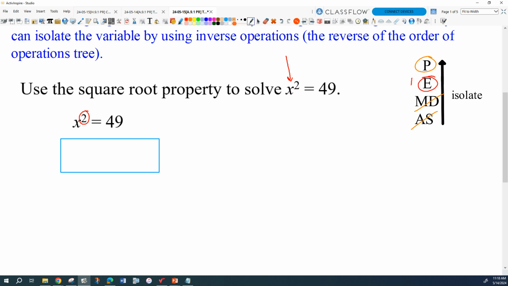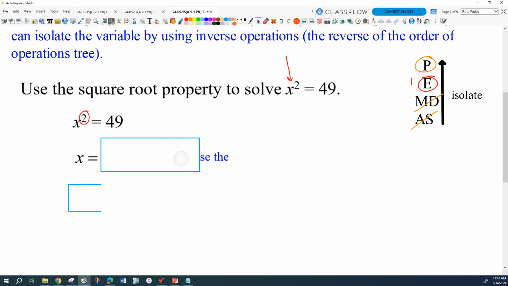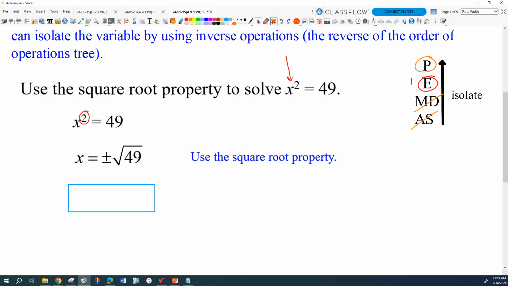So the first step is just to undo the exponent. How do I undo a squared? Square root. I'm going to use the square root property, exactly. So what do I get then? X equals, okay, which is what? What's my answer going to be? Square root of 49? Not quite, close. Plus or minus the square root of 49, right? Can't forget that plus or minus, right?